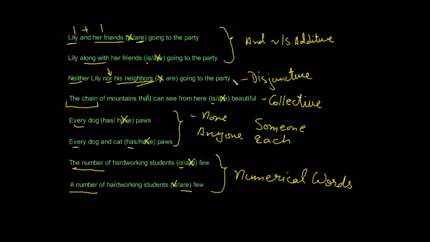Then we talked about disjunctive, neither and nor. So wherever you have a nor, you look for the second place as the subject, not the first one. Then we went to collectives and we saw that we are not talking about mountains here, we're talking about chain. So wherever you have collectives, you again look for singular. For all these types of words, none, anyone, some, each, every, you always use singular. And for the number, when you're specific, you use singular. For a number, when you are not specific, you use plural.